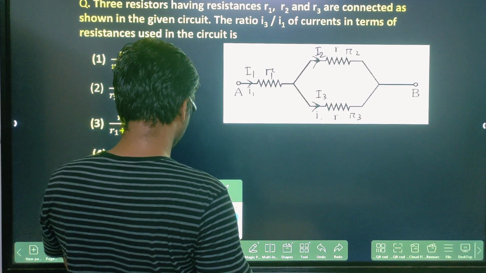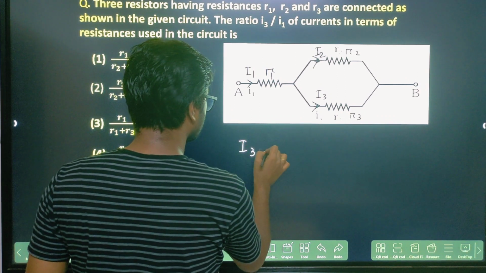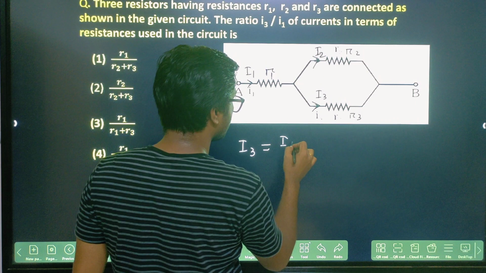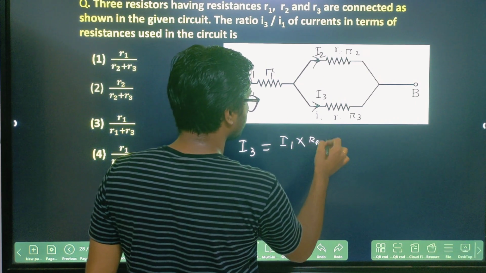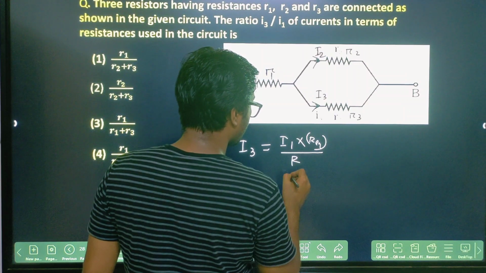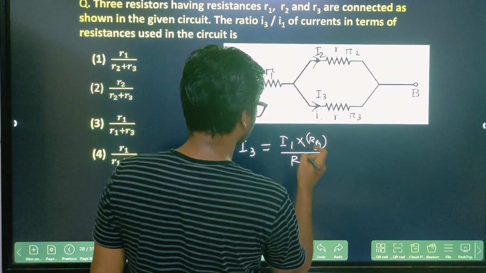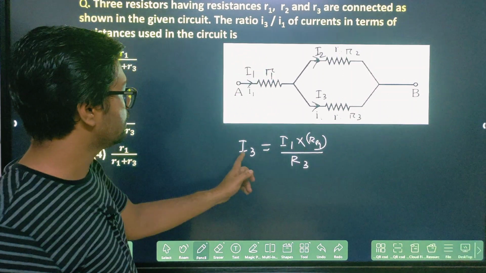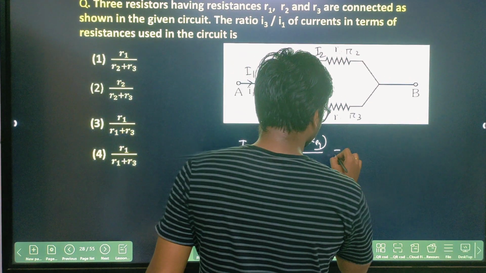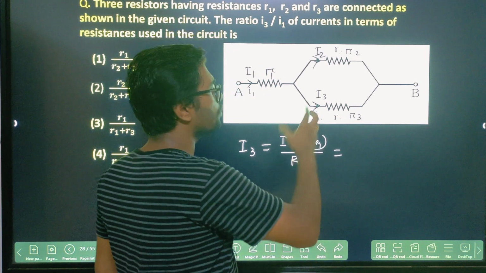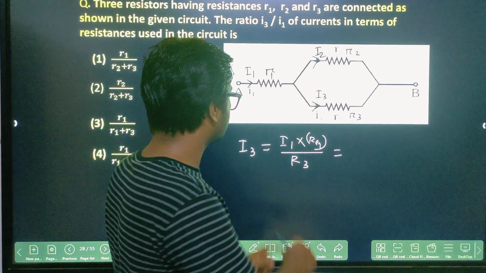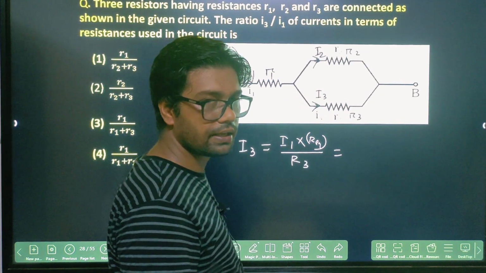So you will tell that I3 can be found out. I3 is equal to, I1 current is flowing along this direction. So you will say that I1 into R equivalent divided by R3, because I3 you are finding, no? R3 you have to write, right? So I3 will be I1 into R equivalent divided by R3. We will do it another way also, because this will be very easy. You will get the answer very easily, because that will be directly relating I1 and I3. That's why I am doing.